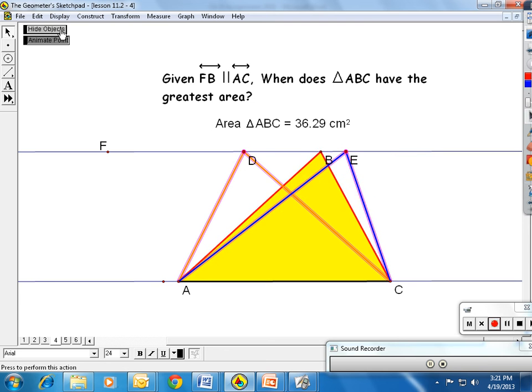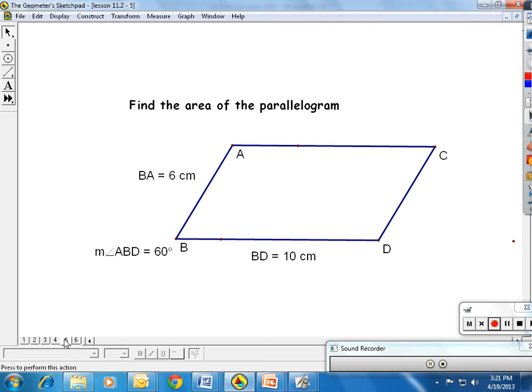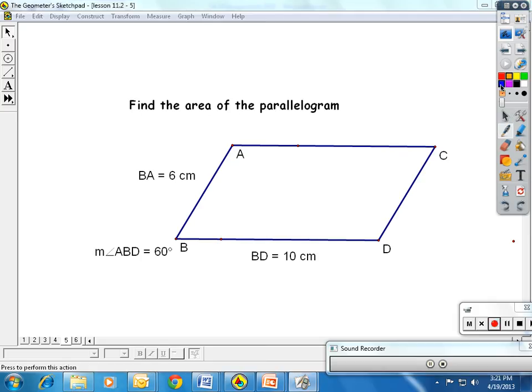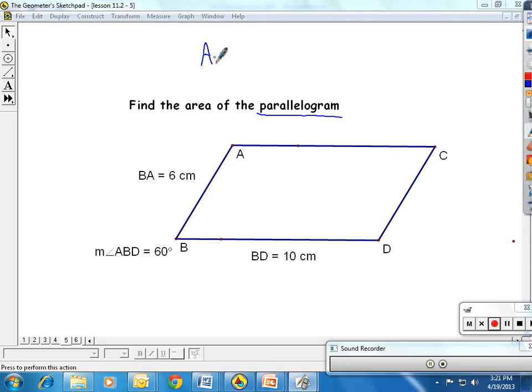Okay. All right. Let's take a look at a few examples real quick. Type of problems that you should be able to solve. Find the area of a parallelogram. Notice what is given and what is not given. Immediately when we say, okay, find the area of a parallelogram, area is going to equal base times height.